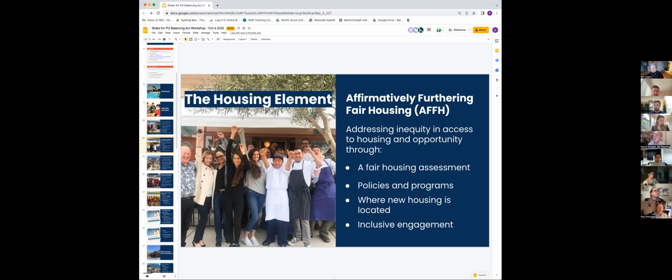There's a number of new requirements. So if you were involved in the previous housing element cycle, doing a housing element update 8 years ago, this is a very different update cycle that we're currently in. There's a number of new state laws that we need to respond to. And one of those is a whole body of what's called affirmatively furthering fair housing. You'll hear myself and others say AFFH, or just fair housing. And that's about addressing inequity in access and opportunity related to housing.